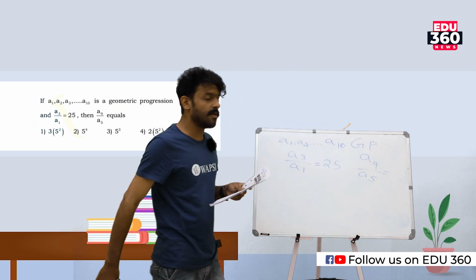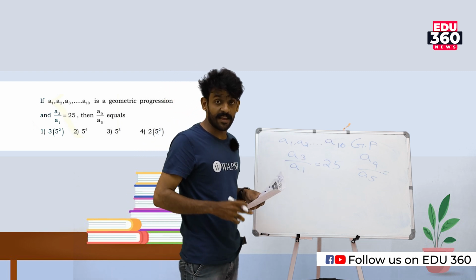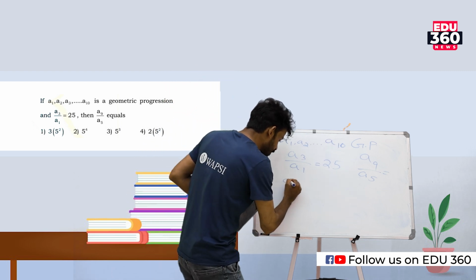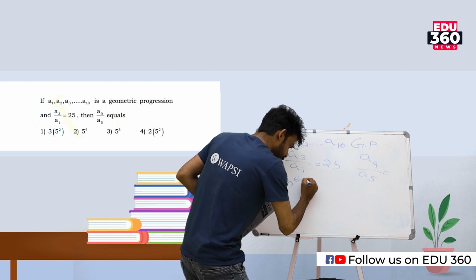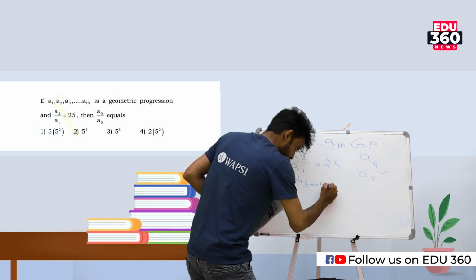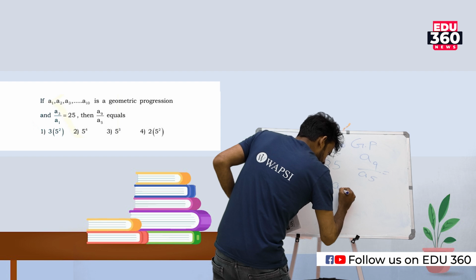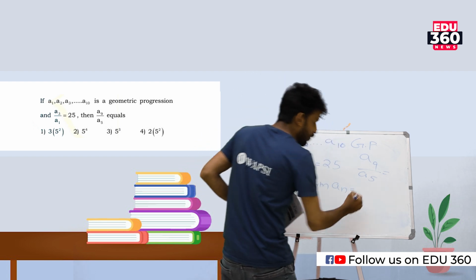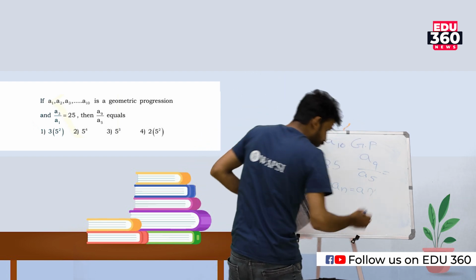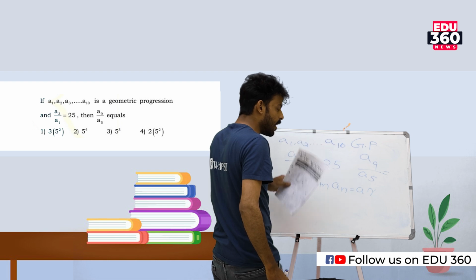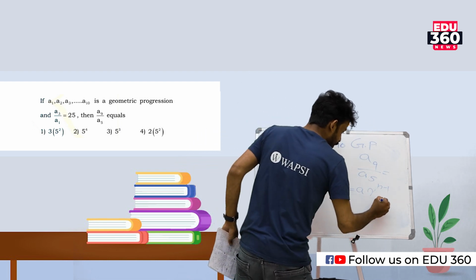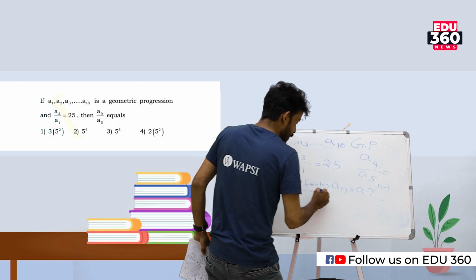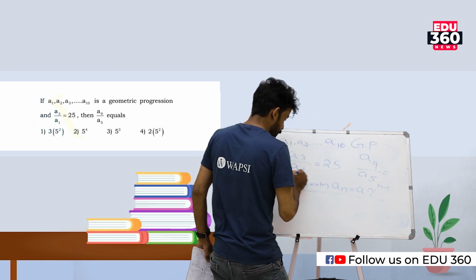Okay, it's a GP. For a geometric progression, we can write the nth term an is equal to a into r raised to n minus 1. So this is the nth term of a GP.